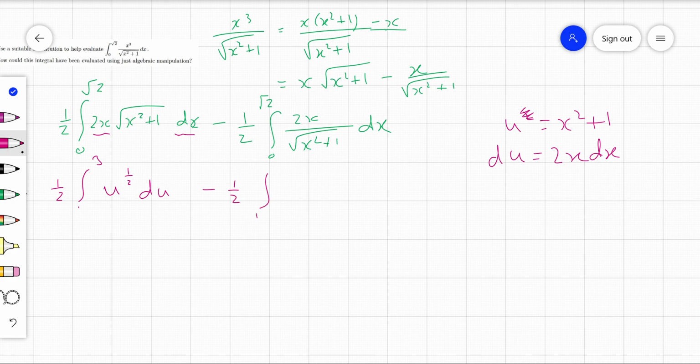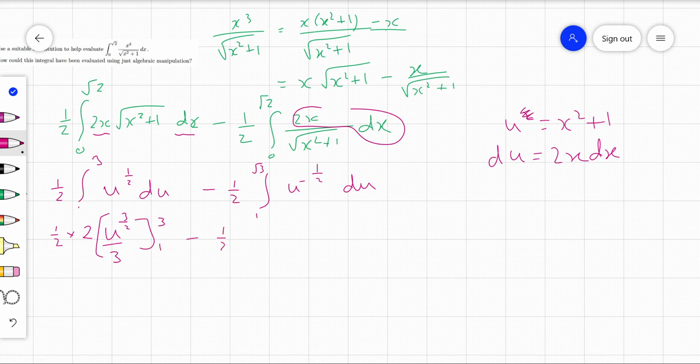For this one, we're going to have the same limits. Here, again, our 2x dx becomes our du. So we end up with u to the minus a half there, just nice and easy. So you could do that in your head or make the substitution. So we've got the half out here. If I integrate, I'm adding 1, so I get u to the 3 on 2 divided by 3 on 2, and that is between 1 and 3. Minus half here, I'm adding 1, so I actually get u to the half divided by a half, and that is between 1 and 3.